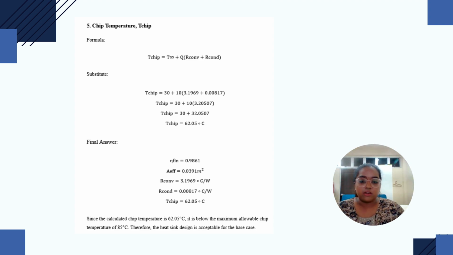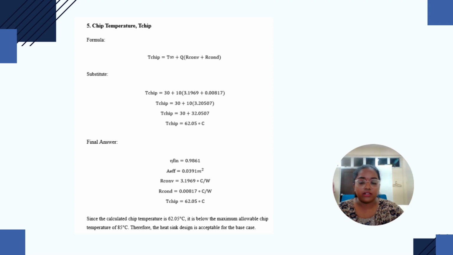In the final slide of the manual calculation, the operating temperature of the electronic chip is calculated. The chip temperature is determined by adding the ambient temperature to the temperature rise caused by the total thermal resistance. The total thermal resistance is obtained by adding the convection resistance and the conduction resistance. After substituting all the calculated values into the equation, the final chip temperature is 62.05 degrees Celsius.